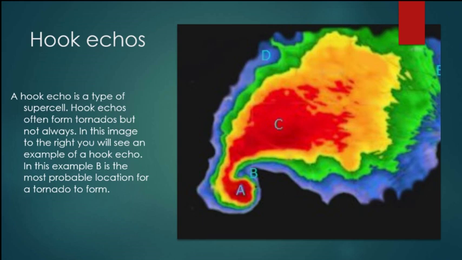Hook echoes. A hook echo is a type of supercell. Hook echoes often form tornadoes, but not always. In this image to the right, you will see an example of a hook echo. In this example, B is the most probable location for a tornado to form.